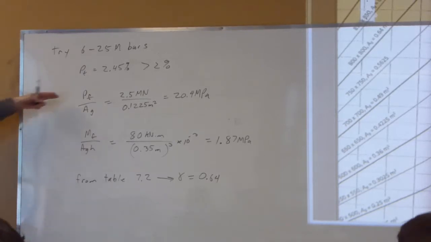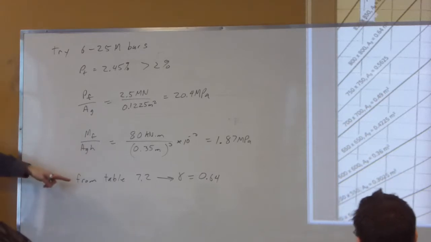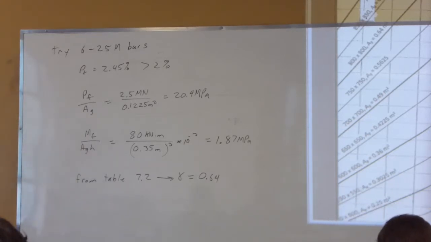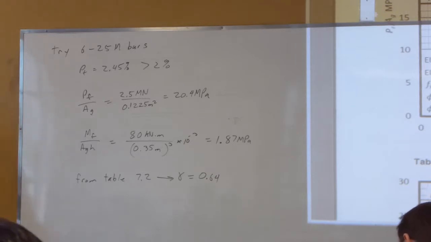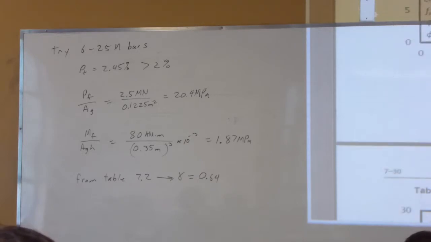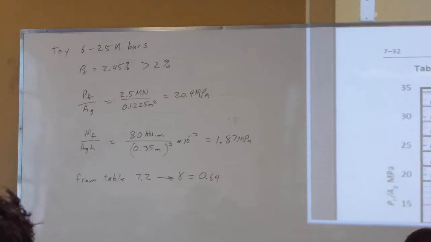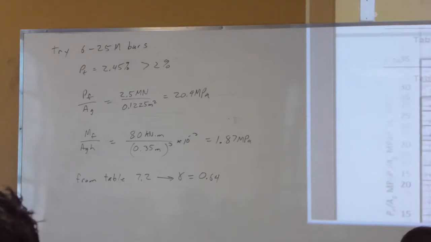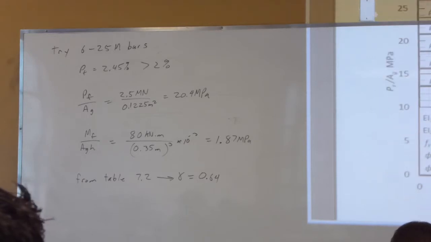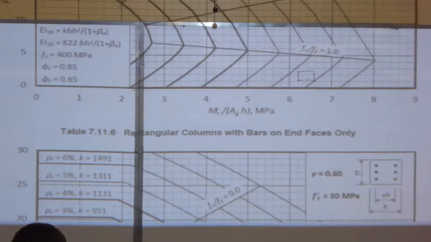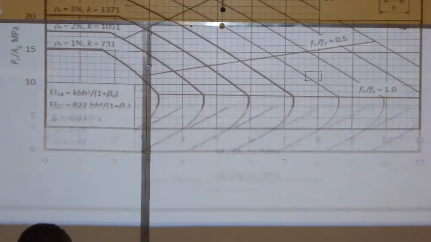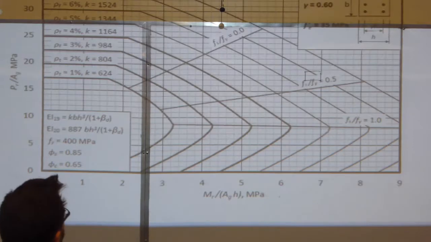Right, these are the 2 points that I want to plot, and this is going to tell me which curve I want to look at. So now, what did we say here? This was 35 MPa concrete, and so I'm going to find a gamma of 0.6. We want bars on two faces here. 25 MPa, 30, 35 MPa, and a gamma of 0.6.